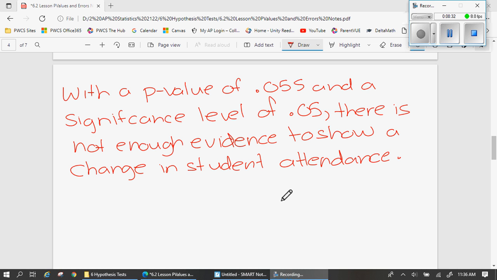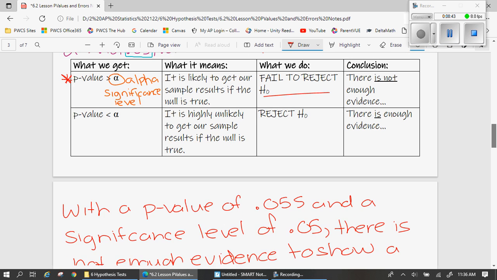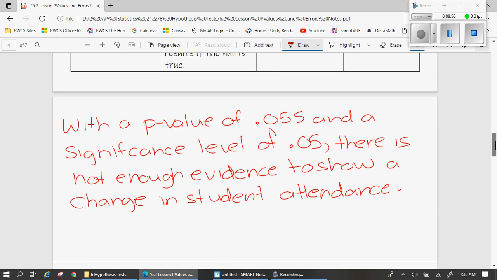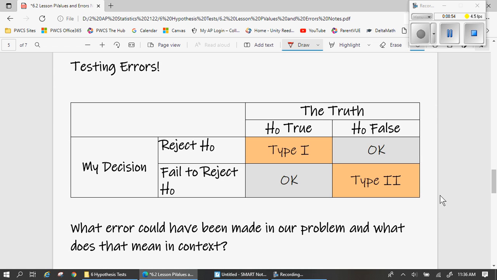And of course we want to have our context in there. We're talking about a change in student attendance. So I think that this chart will give you a guide as to how to write up your conclusion. That's one of those things that the more practice you do, the more comfortable you will get with it.